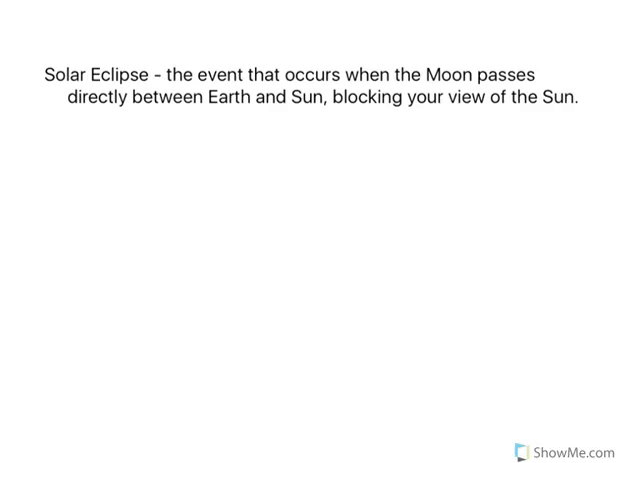In this segment, we're going to talk about solar eclipses. A solar eclipse is an event that occurs when the moon passes directly between the Earth and the sun, blocking your view of the sun.